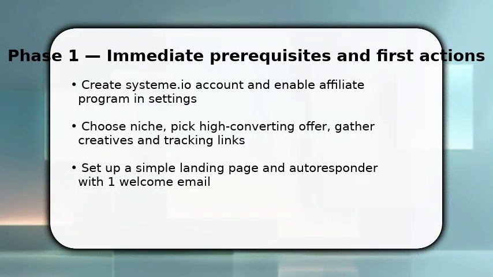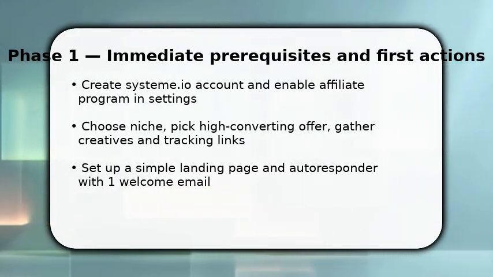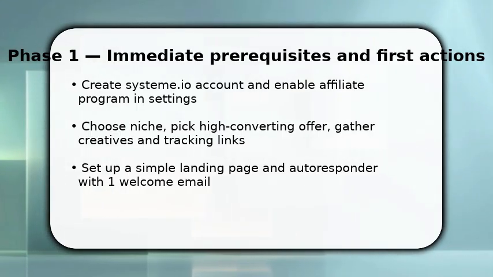You already have your niche and offer. Now act. Create a System.io account and turn on the affiliate features. Once done, locate the affiliate dashboard, copy your unique tracking link, and store creatives.